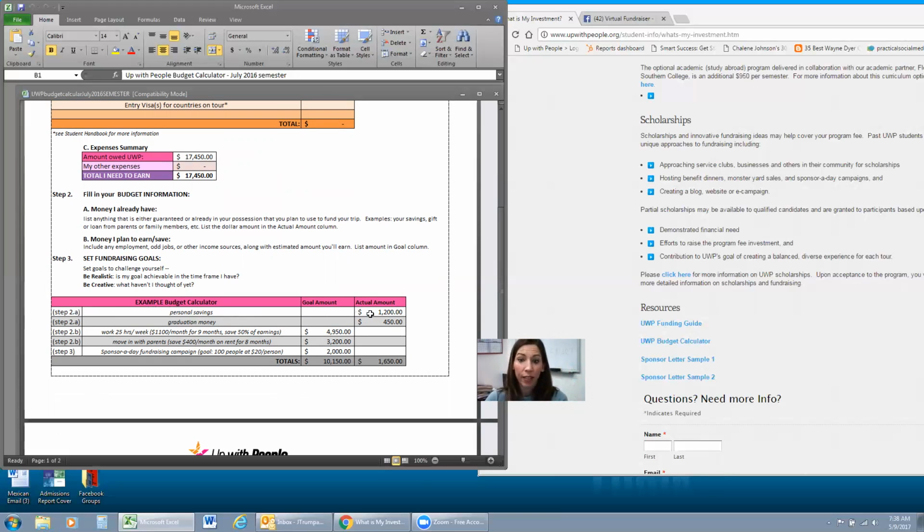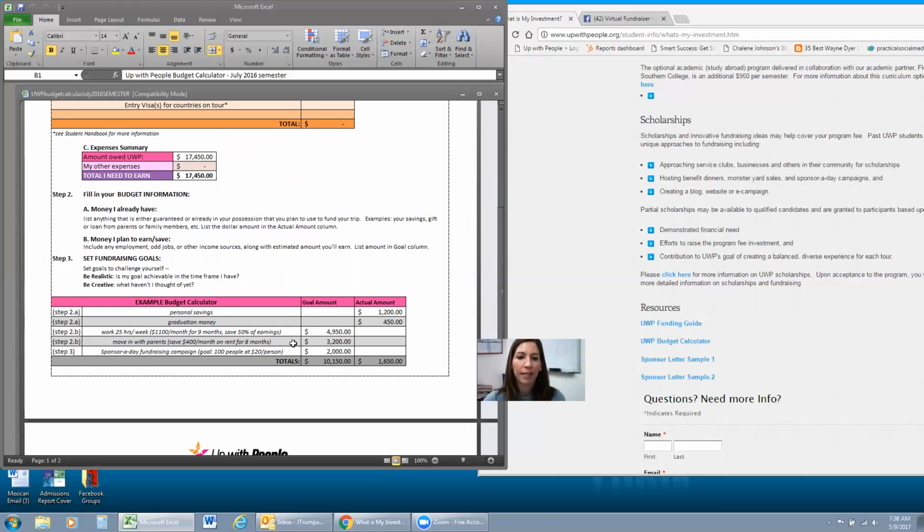So how much personal savings do you have? Go ahead and fill in that number. How much money do you have, for example, from things like graduation or birthdays or perhaps parental support or grandparent support, et cetera? Put that number in here. If you've worked or you will be working and saving money, put your amount here, the goal amount that you will save up over the course of time, okay?